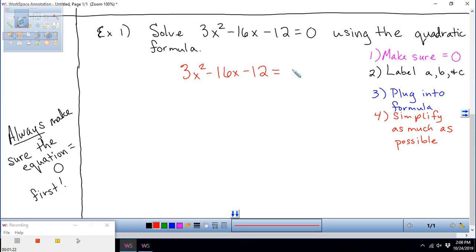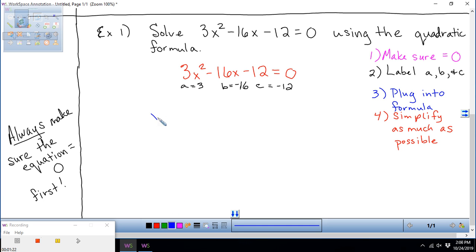And then step 2 says we are going to label our a, b, and c. a is always the number that's in front of the x squared, b is always the number that's attached to the x, and c is always the number that has no x's. So our a is equal to 3, our b is equal to negative 16, and our c value is negative 12. Always make sure that you include the negative as part of your number if there's a minus in front of it. Alright, step number 3, we're now ready to plug into our formula.